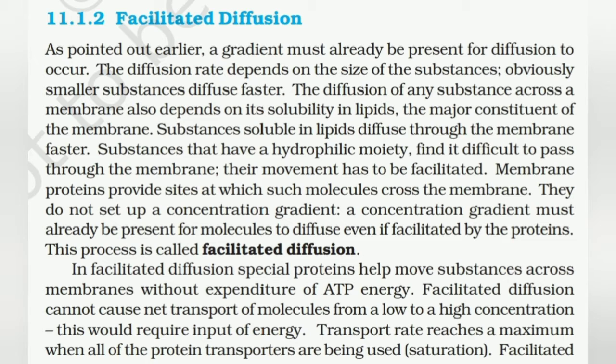In facilitated diffusion, special proteins help move substances across the membrane without expenditure of energy in the form of ATP. Facilitated diffusion cannot cause net transport of molecules from low to high concentration. This would require input of energy.